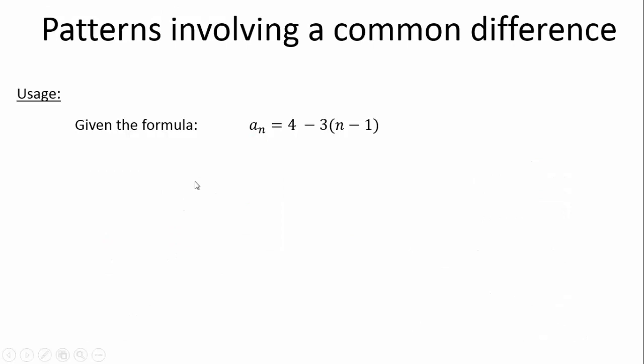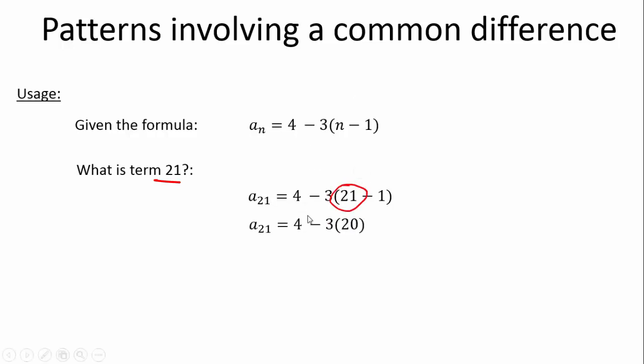Okay, so how can we use this? We have got the same formula, an equals 4 minus 3 times (n minus 1). What if I ask you, what is the 21st term of this pattern? Do you have to write out the whole pattern? No, you can simply find a21 is equal to 4 minus 3 times (n minus 1). We make n is equal to 21. So we get 4 minus 3 times 20. What is 3 multiplied by 20? You know that's 60. 4 minus 60, and a21 is equal to negative 56.